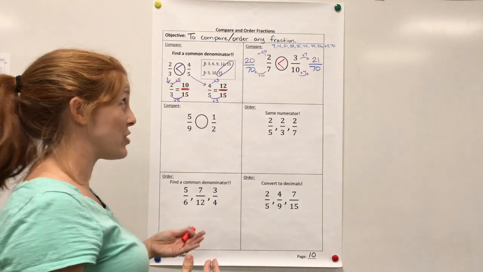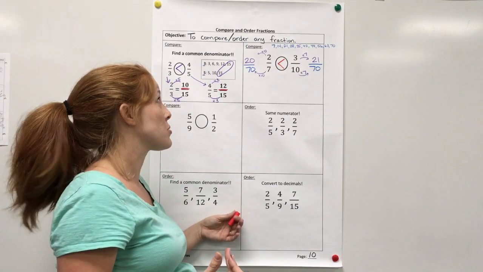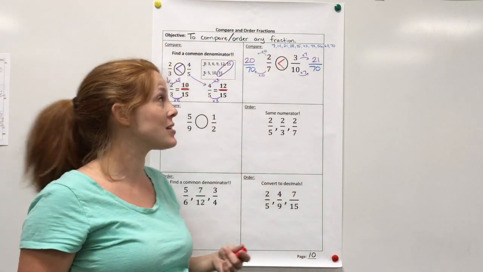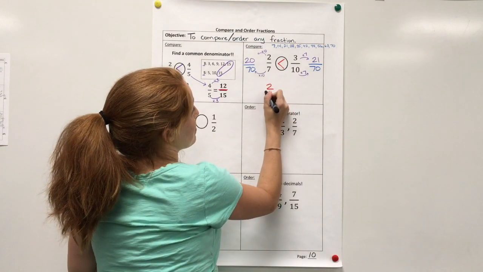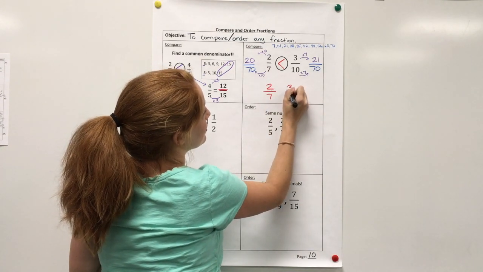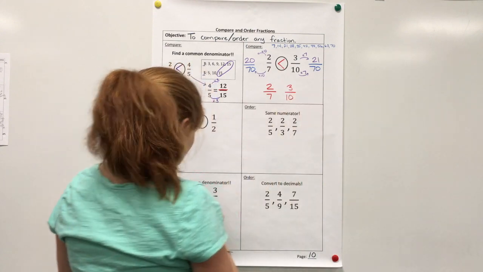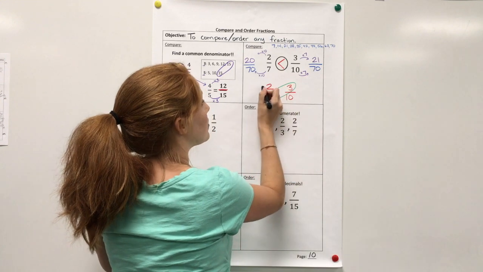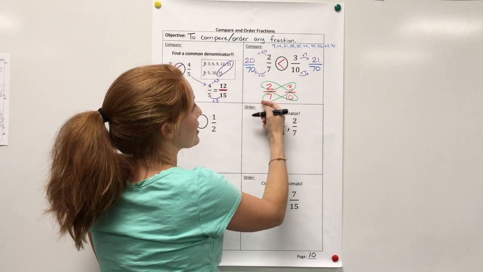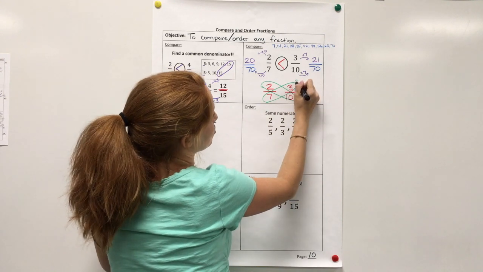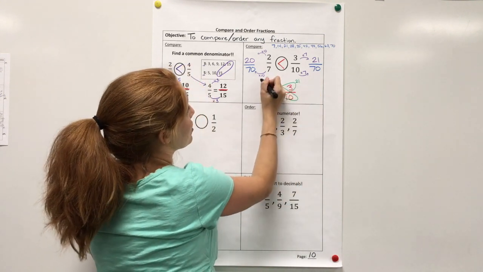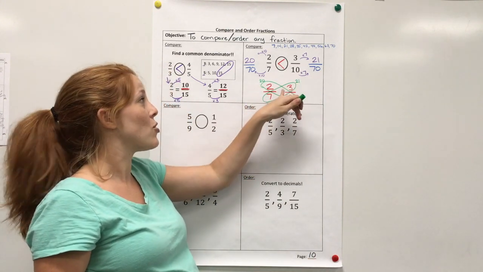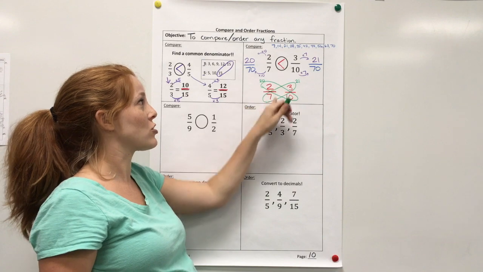Now, one other thing I can do is called cross products, or you can cross multiply. You might have heard it called butterfly in the past. I can take my two fractions and I can cross multiply like this. And I can see what that would equal. 7 times 3 would equal 21. 10 times 2 would equal 20. And I can also compare this way. 21 is greater, so this fraction is larger, and this fraction is smaller.